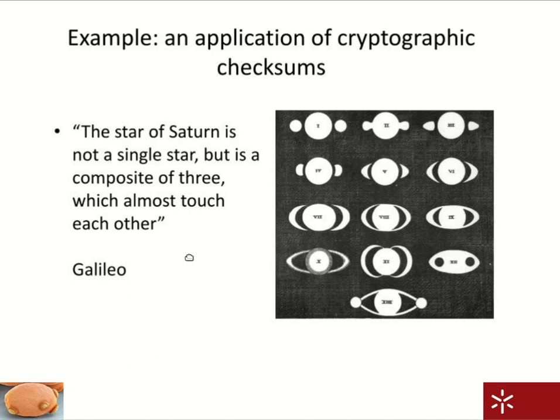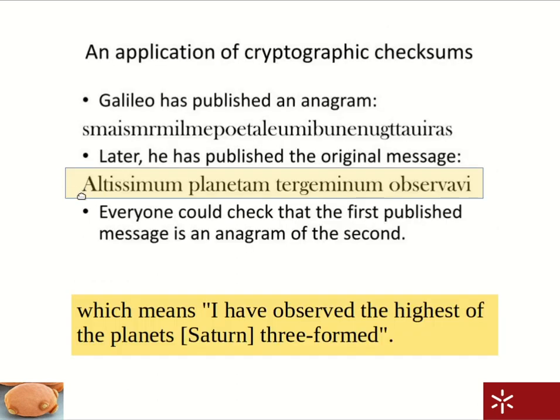So he had a problem because he made observations so fast in this time that he didn't have time to publish. And he had to find a way to gather his data, but still make sure that nobody would dispute that he made his observations first. So what did Galileo do? He wrote down this sentence in Latin, and we can translate this sentence into English: I have observed the highest of the planets, Saturn, three-formed. So this sentence describes his observation. The highest of the planets, Saturn, was the planet furthest away that could be observed at the time. And three-formed is then the description of his observation.